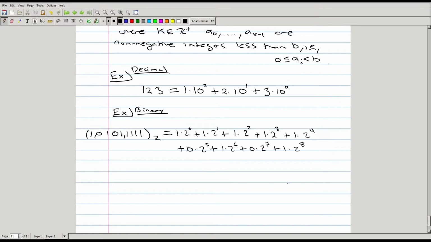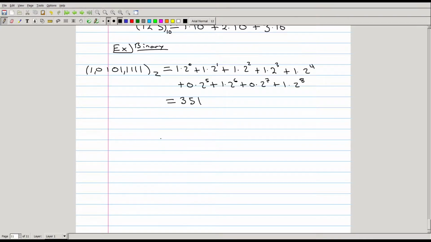And you can very clearly see how the decimal expansion is the same idea as in binary, only in binary we're using base 2. So in binary the coefficients are between 0 and strictly less than the base, which is 2. So our coefficients can only be 0 or 1. And sure enough, when you go through and calculate this number in decimal, this is going to end up equaling the number 351.